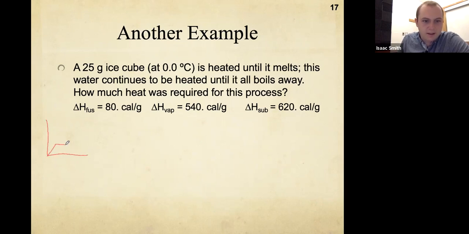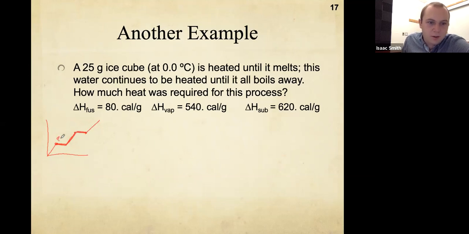Again, this is what you're going to want to draw for a lot of these. We have a 25 gram ice cube at 0 degrees, so that's going to be right here, at the ice side of this horizontal line. Heated until it melts, so it goes along this line here. The water continues to be heated until it all boils away. So this right here is the point at which it boils away. We heat it up to this point, continue adding energy until it's all boiled off.